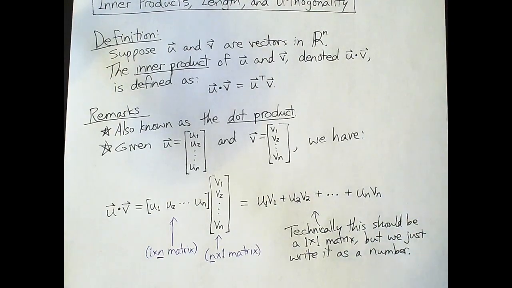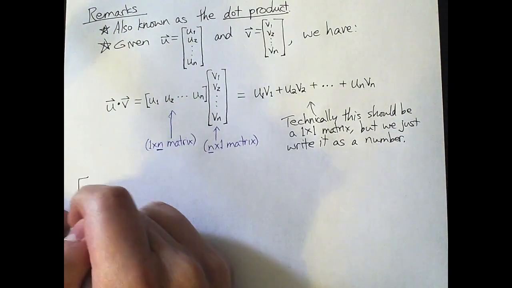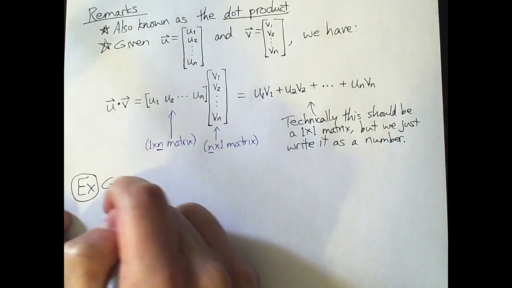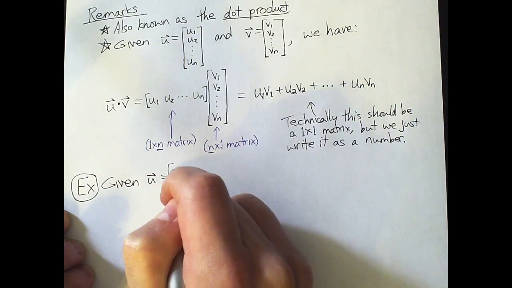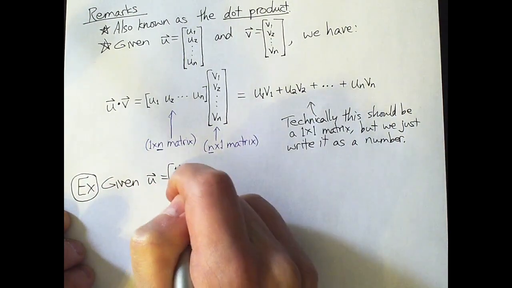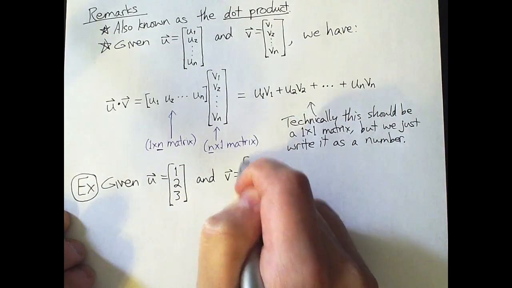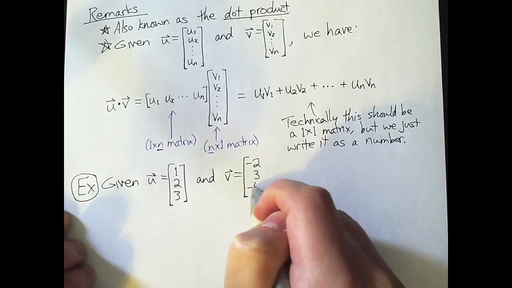So let's do a little example. And we'll see what this number is used for. Does this tell us anything? Well, we'll see. All right, example, let's say we're given this vector u = 1, 2, 3, and v is the vector -2, 3, -4.